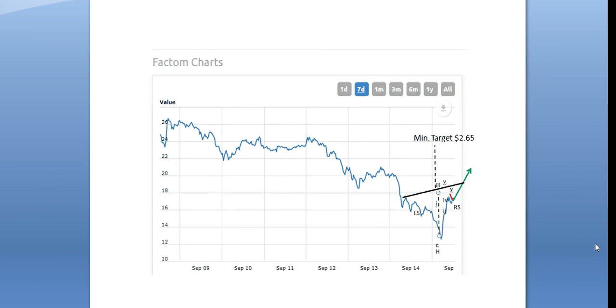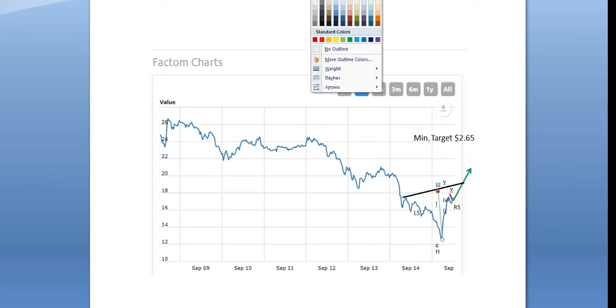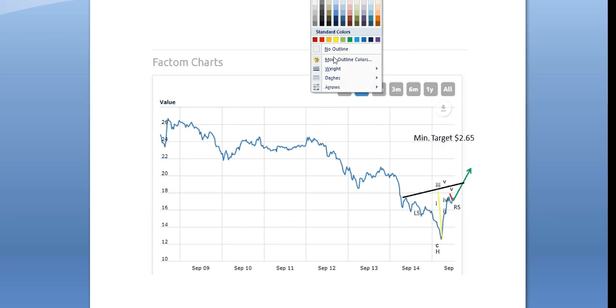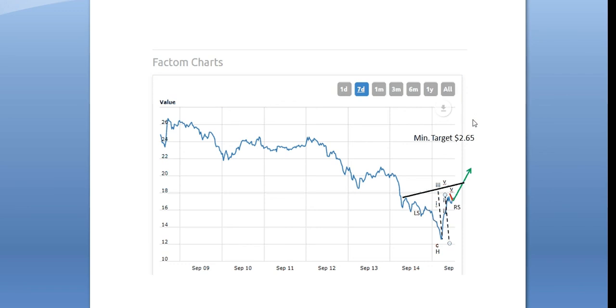The head and shoulders is apparent as well, except the length from the bottom of the head to the neckline will give me a minimum projection estimate. In this case, instead of 265, 2265.